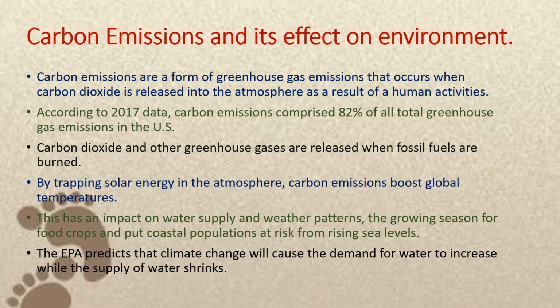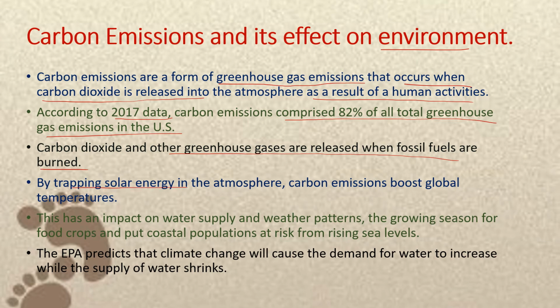So carbon emission and its effect on the environment. Carbon emissions are a form of greenhouse gas emission that occurs when carbon dioxide is released into the atmosphere as a result of human activities. According to 2017 data, carbon emission comprised 82% of the total greenhouse gas emissions in the US. Carbon dioxide and other greenhouse gases are released when fossil fuels are burned. This is a well-known fact.